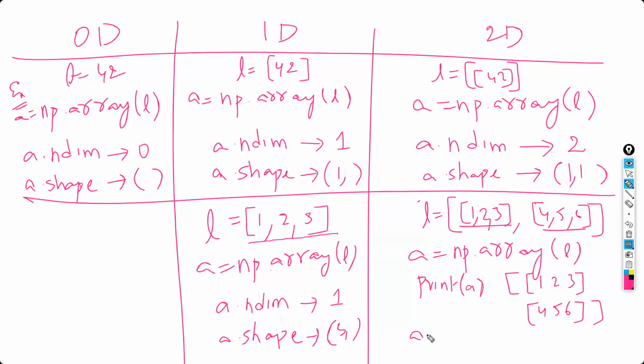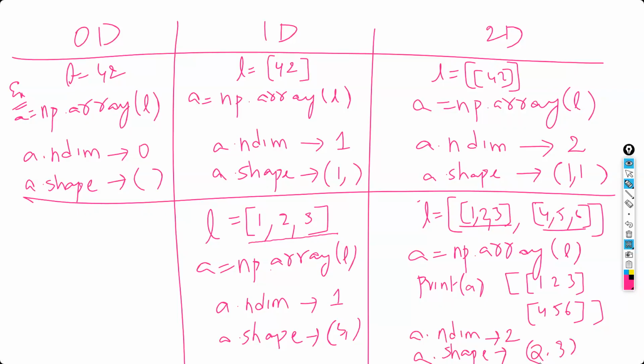Now, if you ask a.ndim, it is 2. Now, if you ask a.shape, what does it mean? How many rows are there? 2 rows are there. And how many columns are there? 3 columns. It is going to give 2, 3.